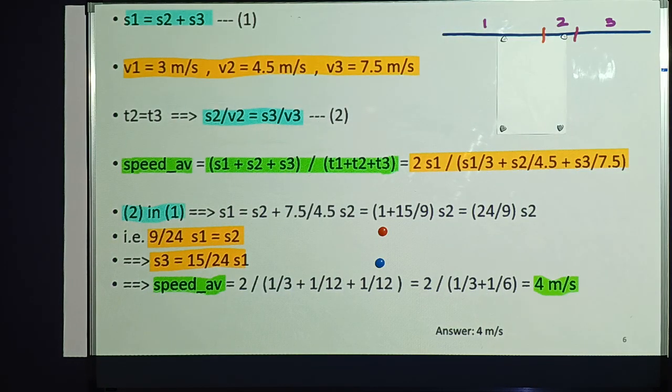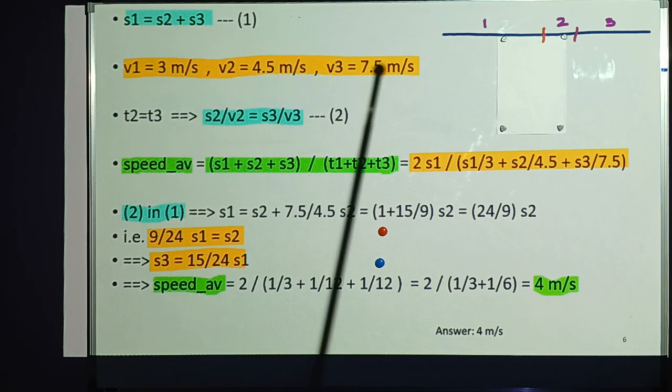So this is what I explained here. So this is the trajectory of the motion. First part, second part, third part. In the first part, half the distance is covered. So S1 equals S2 plus S3. In the second part and third part, the time is same, but the velocity of the third part is more. So more distance will be covered in the third part, so S3 will be more than S2. S1 equals S2 plus S3.